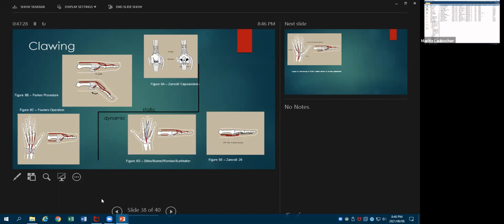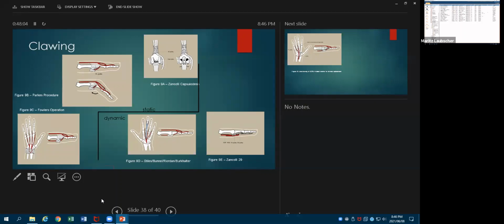Okay, but basically they're all trying to do the same thing. They're just trying to use different graft material to pull the MP joint down. Okay, and I don't think you really have to know much about it. Okay, let's see what this graft is. I'm going to talk about this one, and we'll come back to this one in a second. Okay, so that's the clawing operation. Just to understand that you have to create a flexion deformity. The Zancoli lasso is what we use mostly, if we can, but often we can't, and then we'll probably go for the Zancoli capsulodesis, even though we know it stretches out over time.